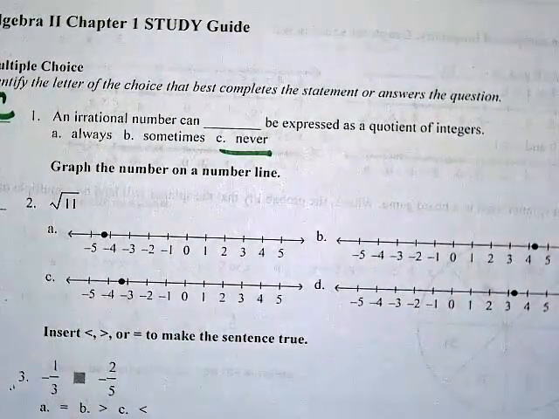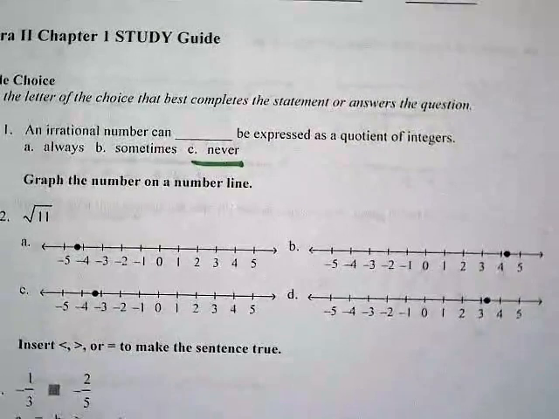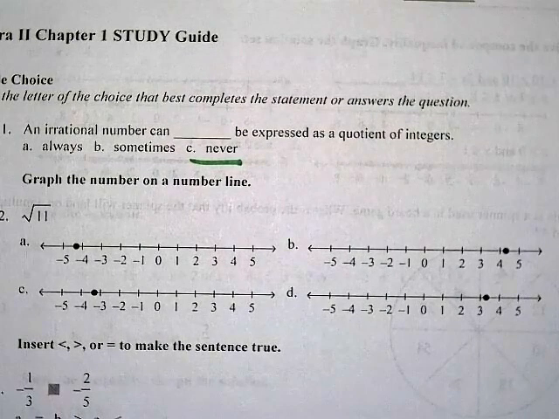The definition of a rational number is one that can be expressed as a ratio. So if it's irrational, it cannot fit the rational definition. This quotient of integers is a fancy word for ratio. Yes, a fraction. Sure is.